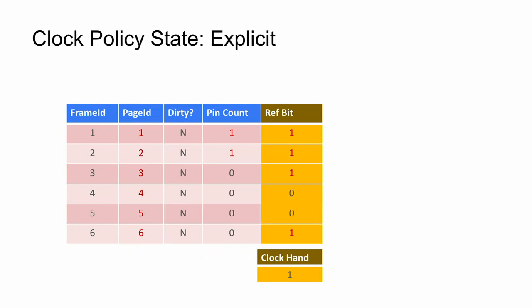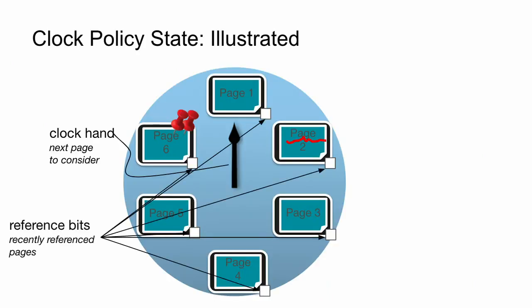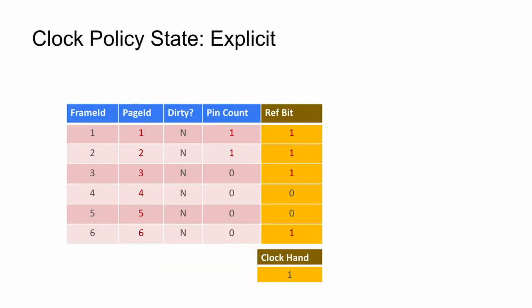Before I go into the illustration, this is kind of what an explicit table for the clock policy might look like. Instead of the last used timestamp that you might have seen here, you're going to have a reference bit. And then you'll have a clock hand indicating the frame that you're on.